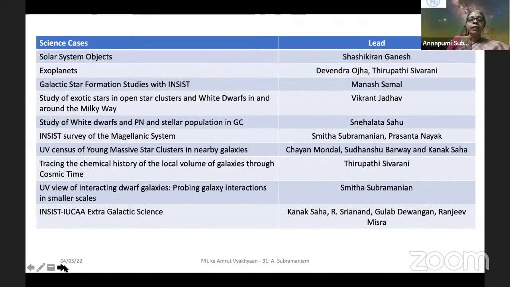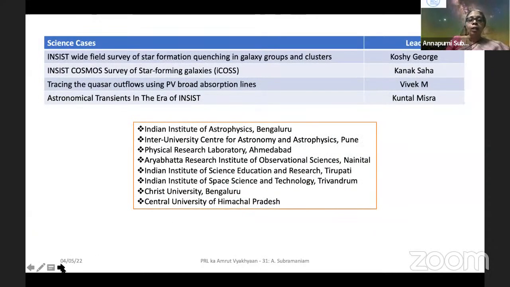We also have science cases and science leads from various institutions. There are many science cases we have identified, and this is part of a science document as well. And these are the participating institutions with respect to science, and there are a lot of topics as well. Yeah, so I stop here.